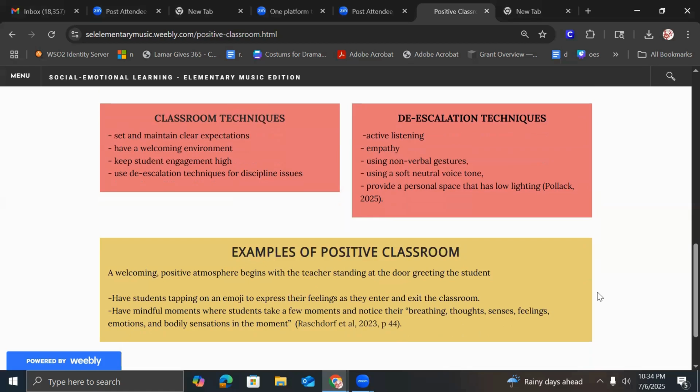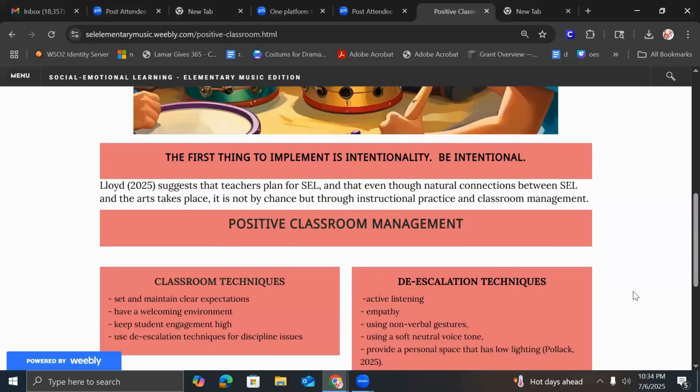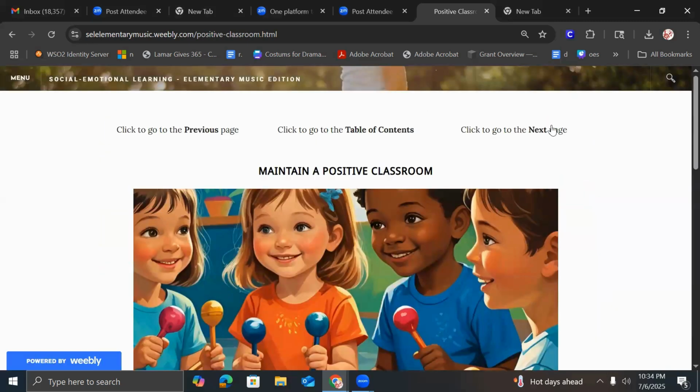Now, some of the examples of how we can show these positive classrooms is have students tap an emoji on a sheet of paper as they come in the door, showing what kind of emotions they are feeling that day. And then you can do it as they exit. So we're helping children become aware of their emotions. And then we can have mindful moments where the students take a few minutes to notice their breathing, their thoughts, what they're feeling, what they're sensing. And I do those right there a lot when the students come in to my classroom.